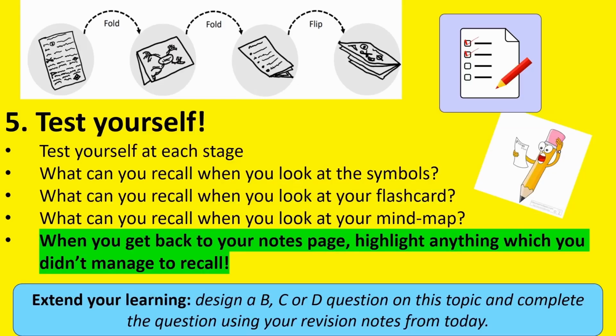And then the most useful part of this is that they can then use that to test themselves. So the idea is that students will then start with their symbols in front of them, and they should be able to verbalise that topic just looking at the symbols. They should then fold that out, and anything that they missed on the flashcard they would want to star or highlight. They should then try and add to their flashcard what they can recall from the mind map. They then do the same with the mind map, what can they recall, and when they finally get back to that notes page, highlight anything which they didn't manage to recall.